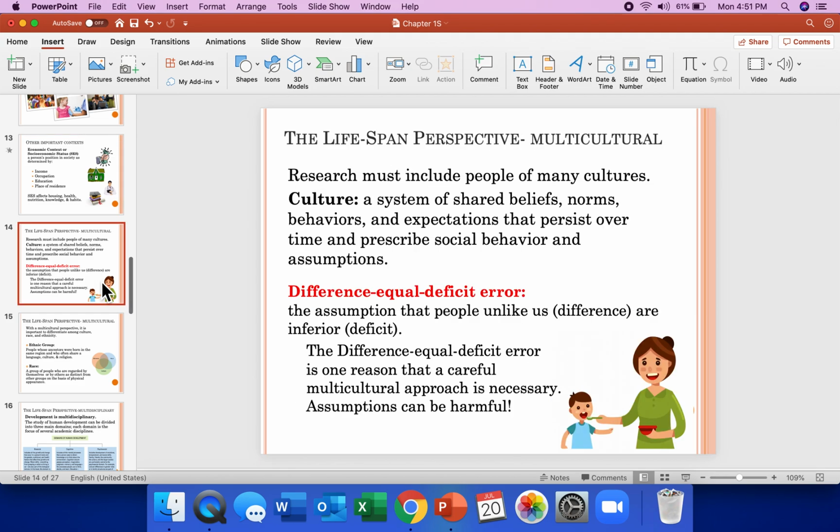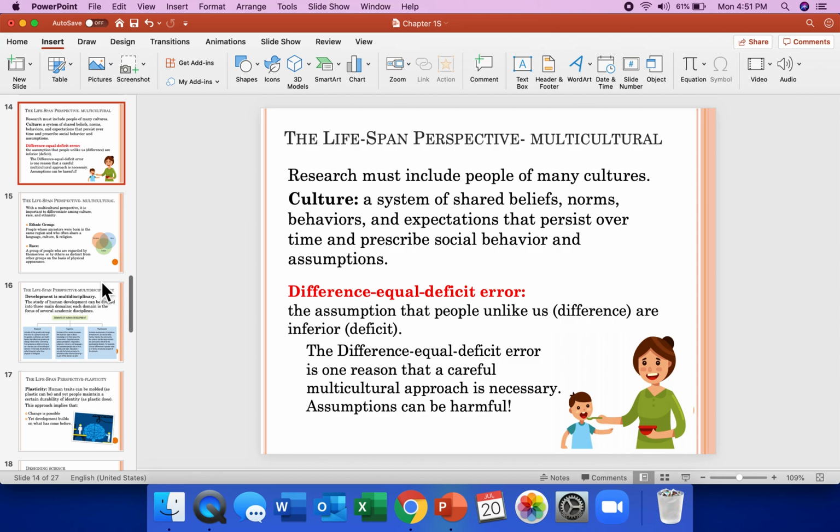Another cultural perspective that we have to take into consideration is really the habits that we have that might be the reason why we do things the way we do, and could either improve our development or hinder our development. So culture is a system of shared beliefs, norms, behaviors, and expectations that persist over time and prescribe social behavior and assumptions. So a cultural norm to one person might not be the same to another.